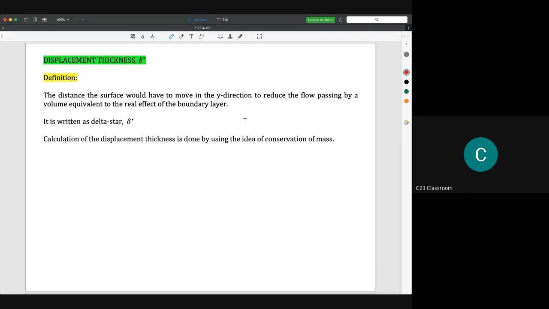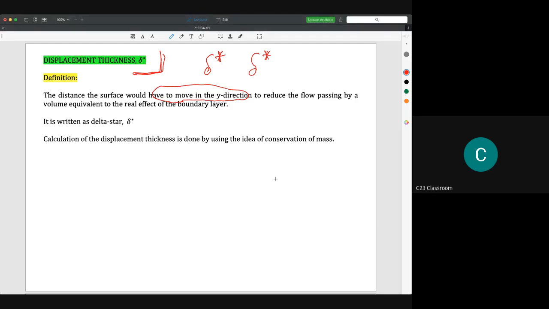Okay, now I would like to explain the displacement thickness. The symbol of displacement thickness is delta with a star like this. So I hope you could write a delta, and then an asterisk sign on it. This is the displacement thickness. The definition is the distance the surface would have to move in the y direction to reduce the flow passing by a volume equivalent to the real effect of the boundary layer.